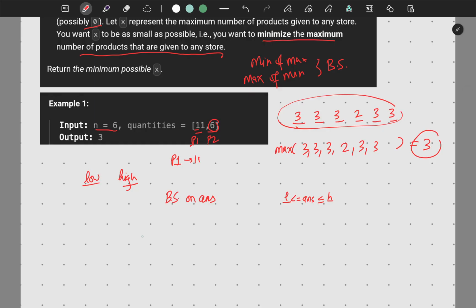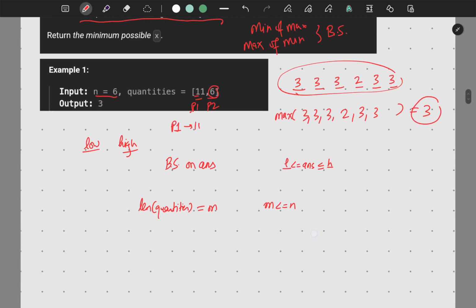If you look at the constraints, you will find that the product types, that is the length of quantities, let's call this m. So m is always less than or equal to n. That means it would never occur that we may have to give a store more than one product type. So each store can have at max the maximum amount of that product available.